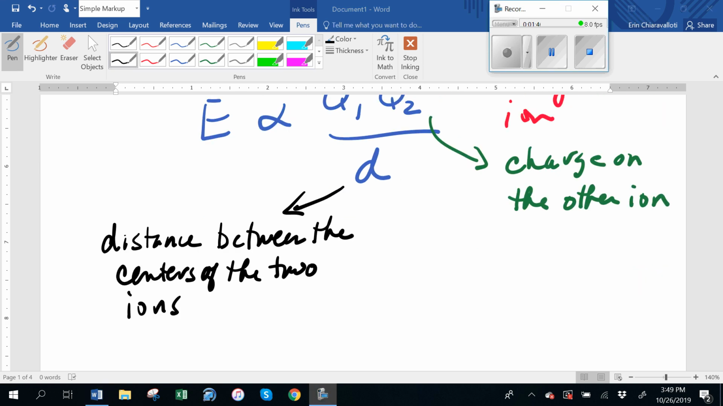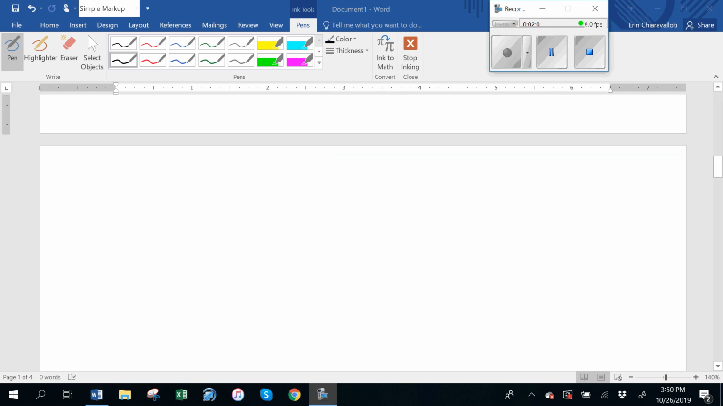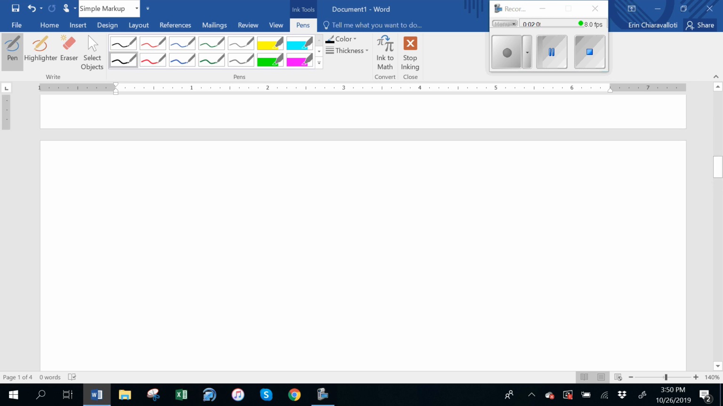So with Q1 being one ion and Q2 being the charge on the other ion, D is the distance between the center of the two ions, where D is going to be equal to the radius of the cation plus the radius of the anion. So the strength of those interactions are going to determine the physical properties of ionic compounds.